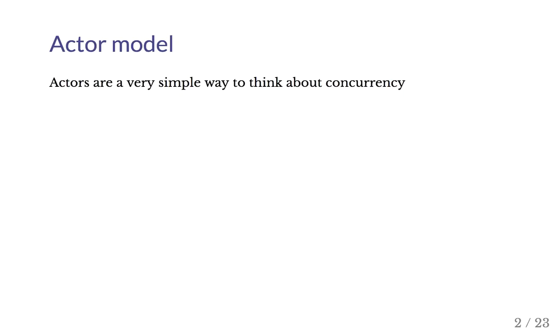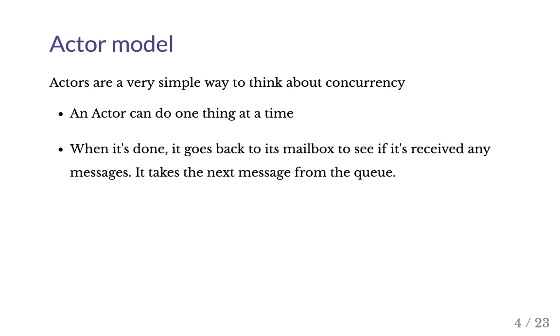And so the butler walks off to the garage, polishes the car, and when the butler is done, they walk back to the in-tray and pick up their next message and go, ooh, what's this one? This one is to repaint the bathroom. All right, and it wanders off to go and repaint the bathroom. So an actor can do one thing at a time. And when it's done, it goes back to its mailbox to see if it's received any messages, and it takes the next message from the queue and it responds to that one.